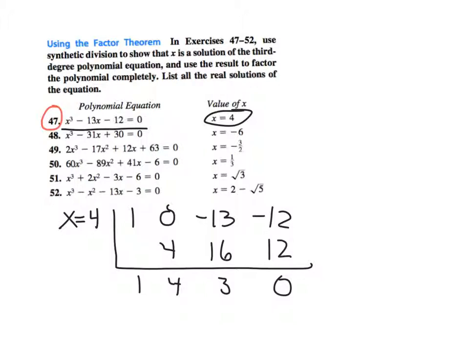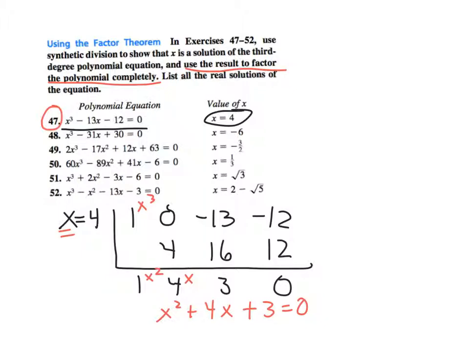Okay? So here's the key. They want us to find the others by factoring. So this was x cubed. I took out an x, I'm down to x squared, and x, and then a constant. So this is x squared plus 4x plus 3. Now, I could use the quadratic formula, but it does say use the result to factor.